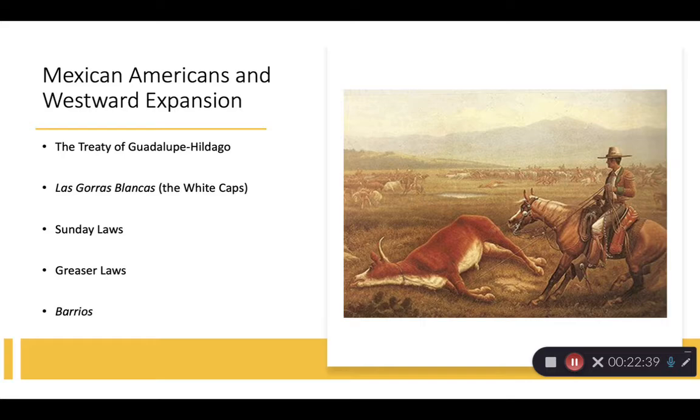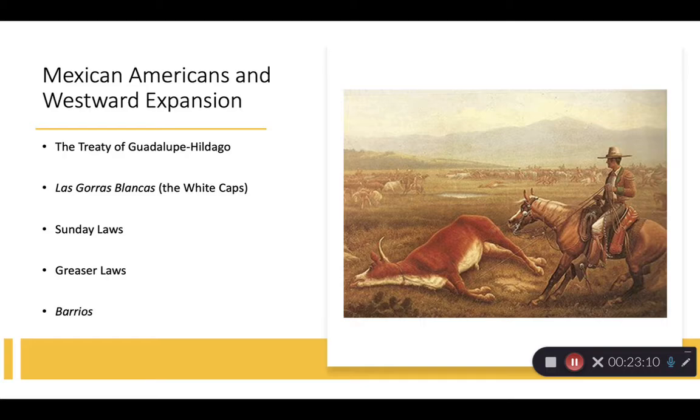So this land was their land, but Americans were coming in and trying to claim that it was theirs. And they did this through squatting, through basically just sitting in the land and saying that they owned it. So they used intimidation and raids to try to force these people out of this land. And the name the White Caps comes from the white head coverings that many of them wore.